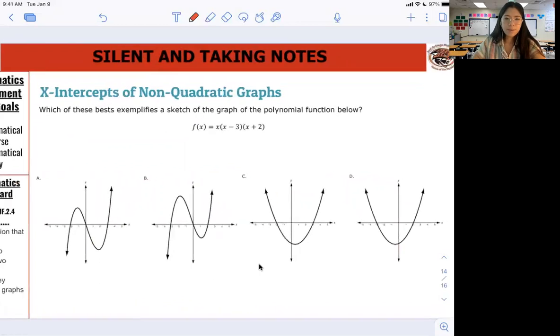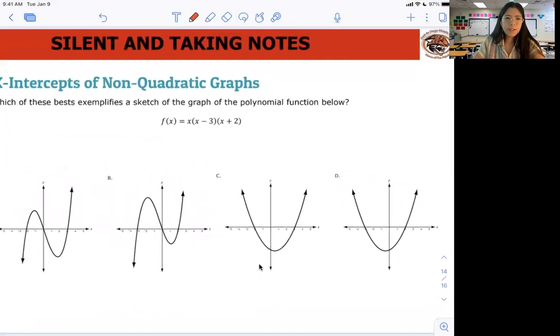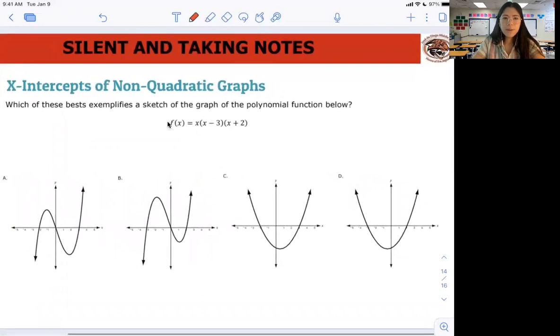I'm going to zoom in a little bit. I know it's a little hard to tell. But here's my equation. Those are the factors. Figure out what the x-intercepts are. Do that first. So what are my x-intercepts going to be based on the factors? Look at these numbers. What are the x-intercepts going to be?